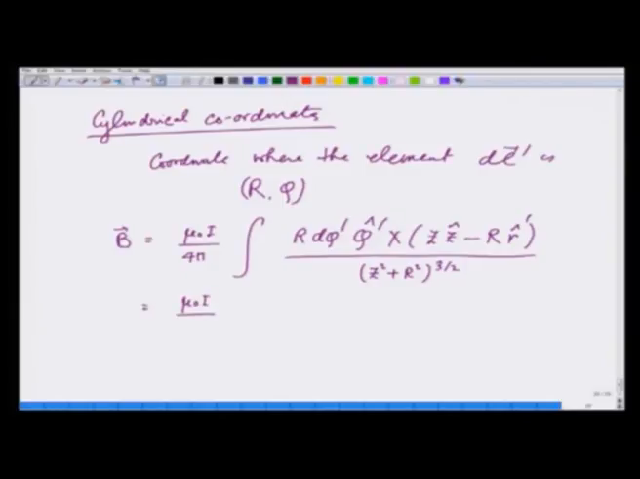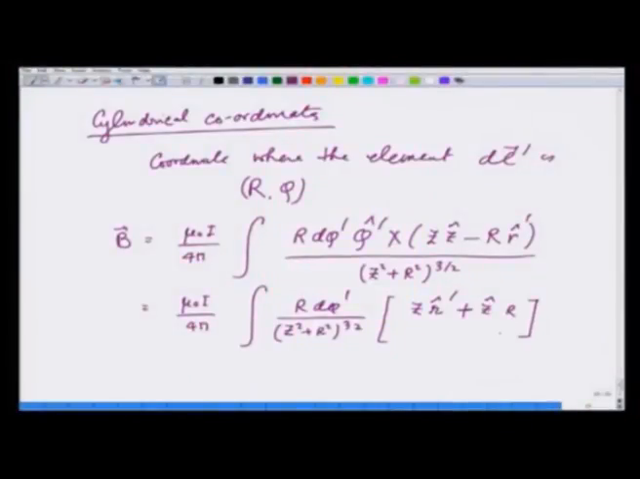Which gives me mu 0 I over 4 pi integration r d phi prime over z square plus r square raised to 3 by 2, inside phi prime cross z minus phi prime cross r prime. Phi prime cross z gives me the r prime unit vector. Phi prime cross r prime gives me minus z unit vector. So, this will become plus z r. That is the answer. All right.